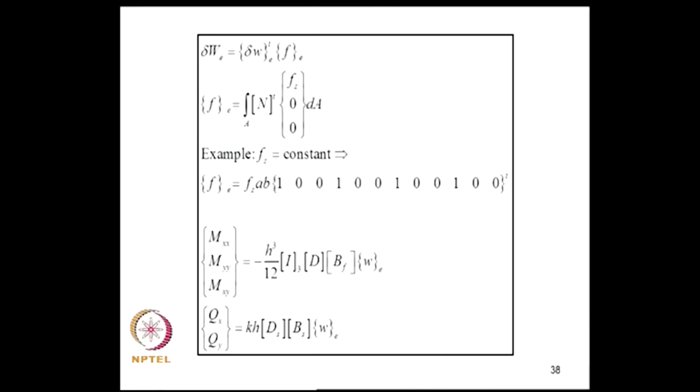Now, how about equivalent nodal forces? So, again we use this formulation, Fe is N transpose into the applied loads. We are applying loads only in the transverse direction. So, this is the formula for that, and if Fz is constant, the equivalent nodal forces are obtained as shown here. Now, again bending moment and shear forces can be computed as stress resultants. We have evaluated all the required stresses. So, by integrating across the thickness suitably, we get the bending moment, twisting moment and the shear forces.